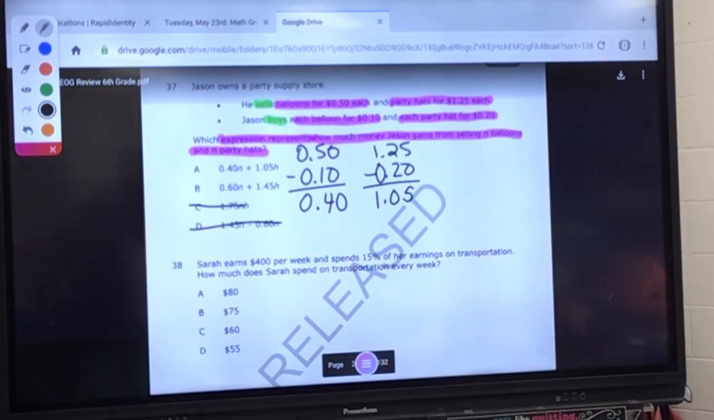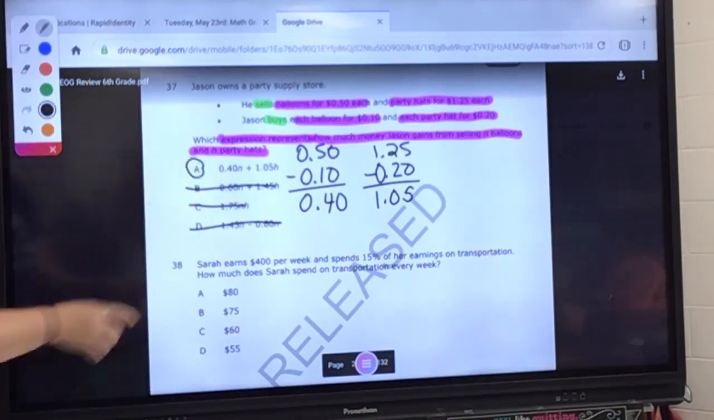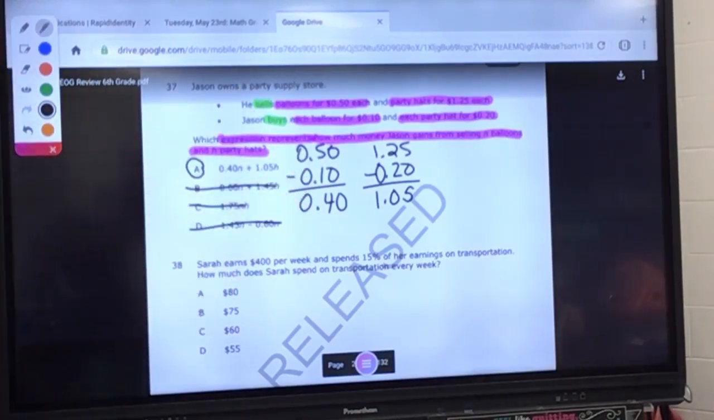I need new friends. We have 40 cents and $1.05. Which one doesn't have 40 cents and $1.05 in it? Every single person should have their hand up because we're all looking at just an answer. Wyatt? We get rid of B because it's got 60 cents and 45 cents in it. So again, knowing this step helps us answer this question without really having to look at it as an expression.